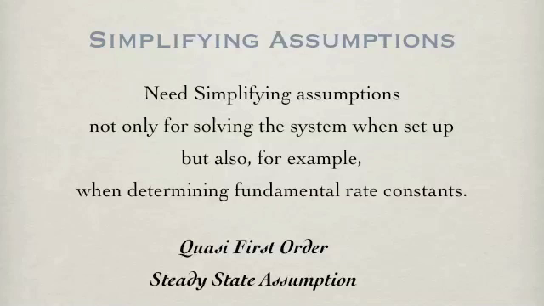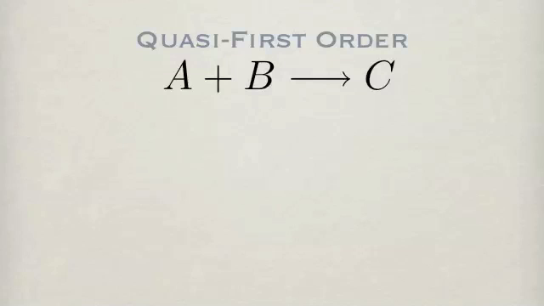Sometimes, with simpler systems, there are alternatives to having to solve numerically a complex series of differential equations. These are often the critical assumptions used to estimate fundamental rate constants. Two such common methods are quasi-first order and the steady state assumption.